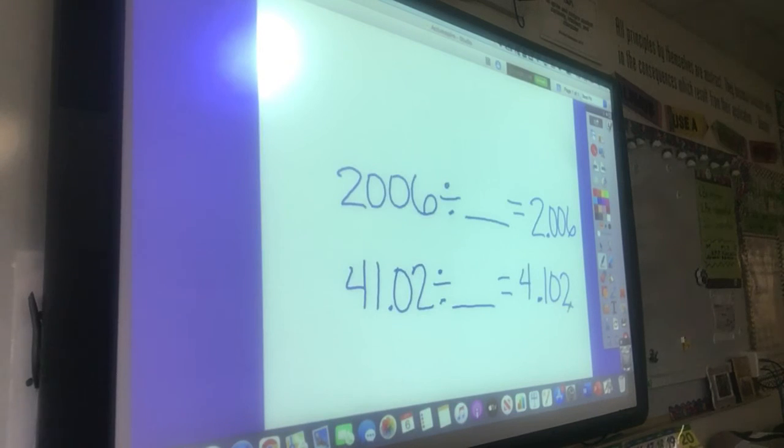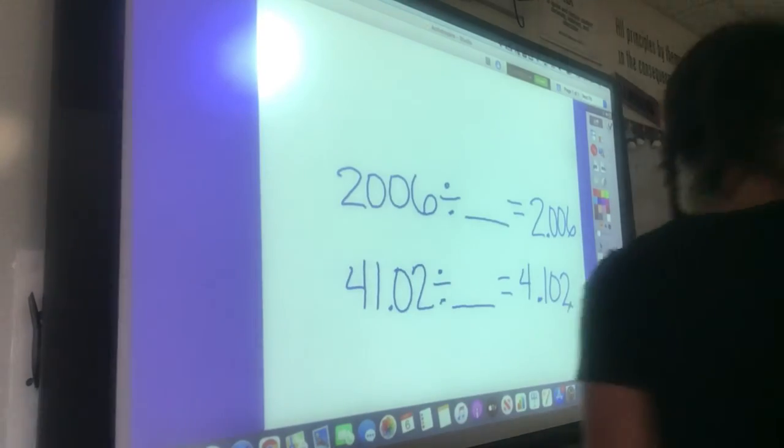Okay, so again, this should be easy because you already know how to do the multiplication shortcut. This is the exact same, but you go in the opposite direction.